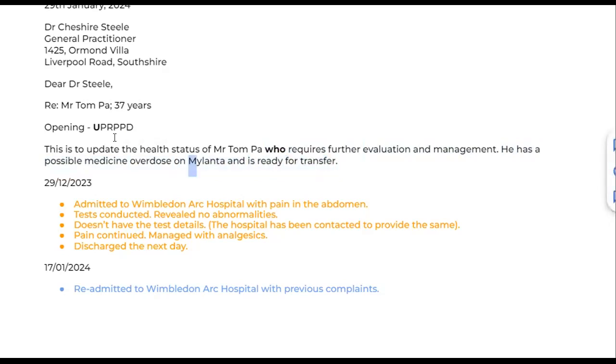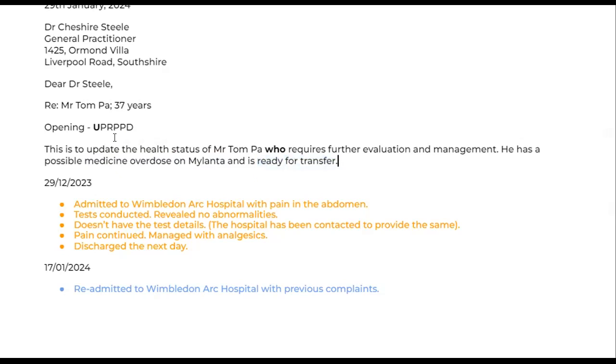It's again your freedom. If you are cap starting, there is no such a word in dictionary, so I made a new word. Okay, cap starting. If you're cap starting any medicine, all the medicine should be cap started. Remember that. Medicine overdose on Mylanta and is ready for transfer and is being discharged today. But the other one is more convenient, and is ready for transfer.